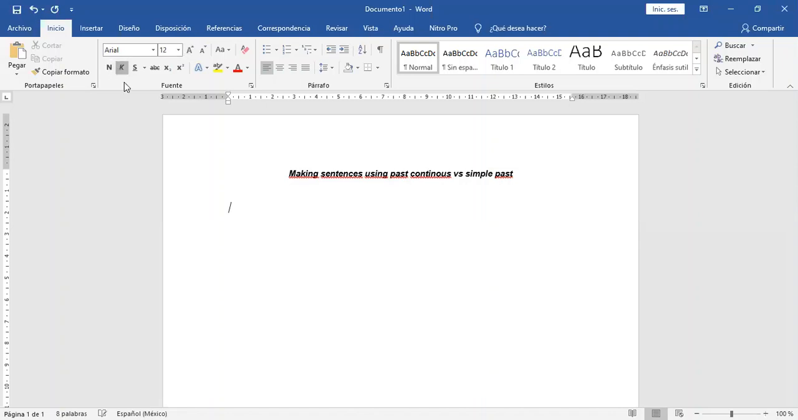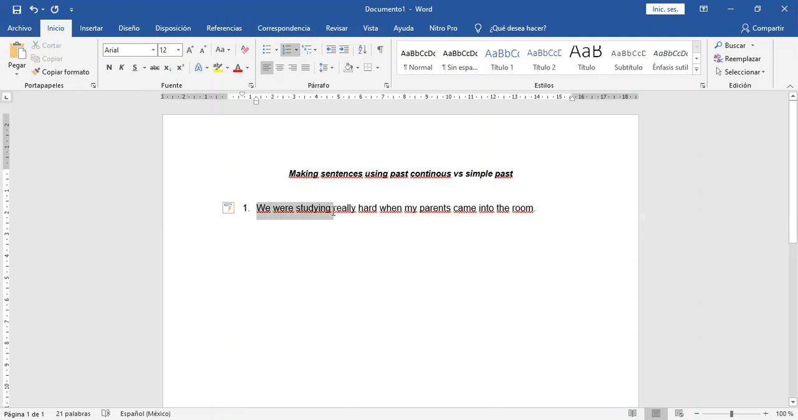Okay. Number one, we were studying really hard when my parents came into the room. We were studying is the past continuous. My parents came is the simple past. If you see, we already connected a sentence with another one.